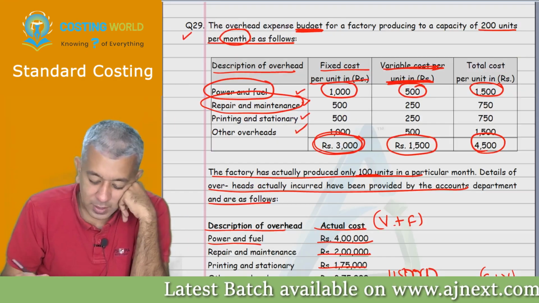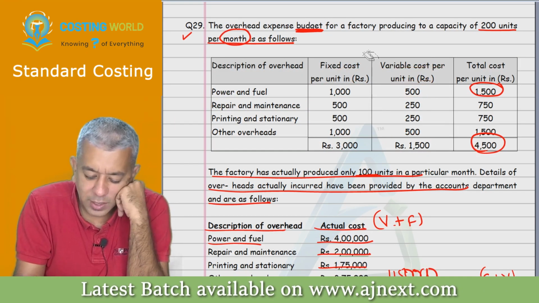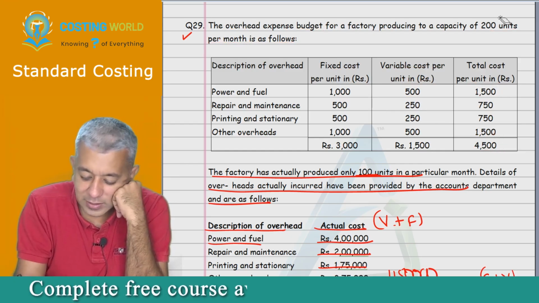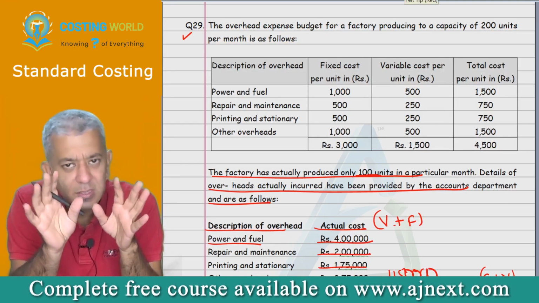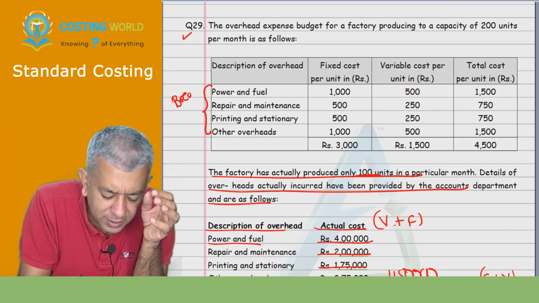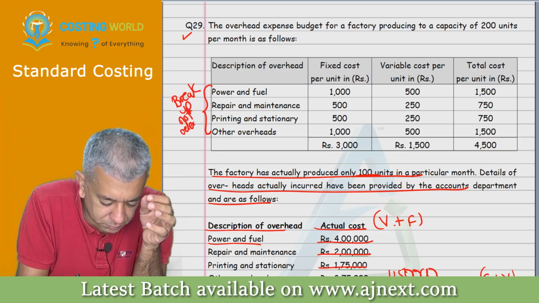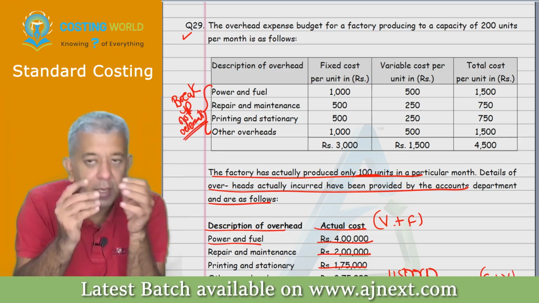Now, one thing, I do not require this breakup at all. We are trying to compute variances of all the expenses combined only. So therefore, you all can write down over here: breakup not relevant.